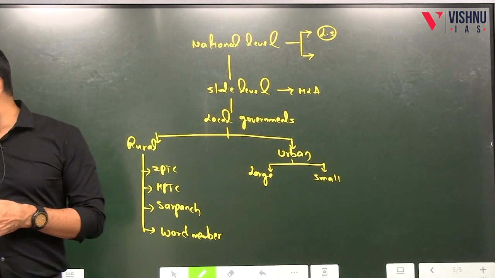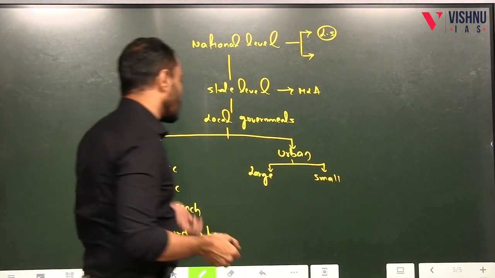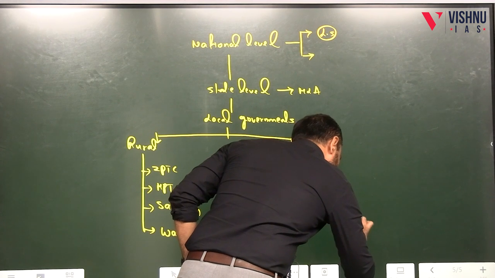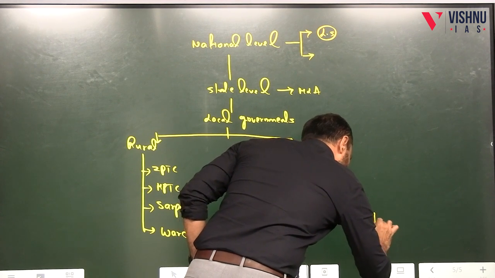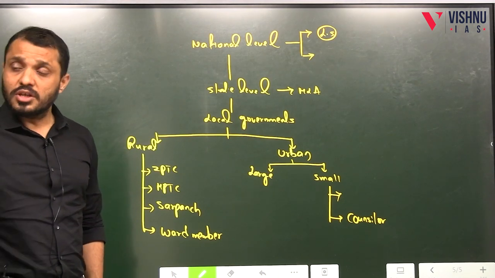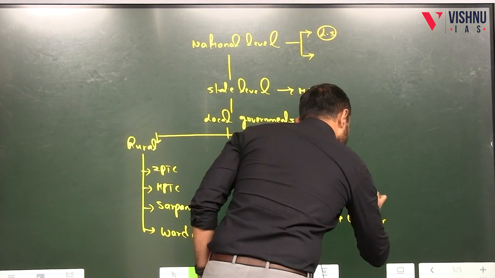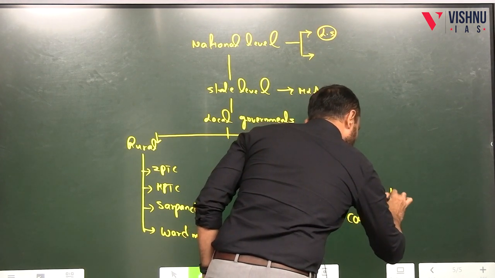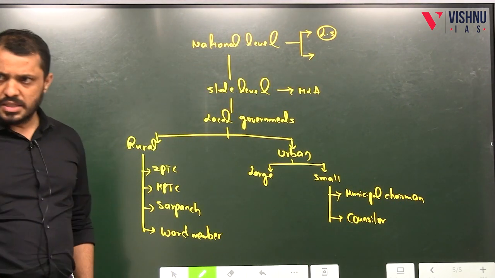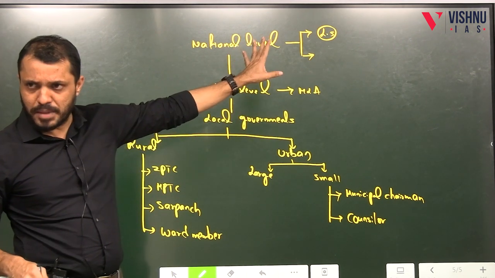For example, if you are from a very small town in India, who is your first representative? Councillor. The councillor is your first representative at your area level. At your town level, who is your representative? Municipal chairman. At the state level, your representative is obviously the MLA. At the country level, your representative is the MP, the Lok Sabha MP.